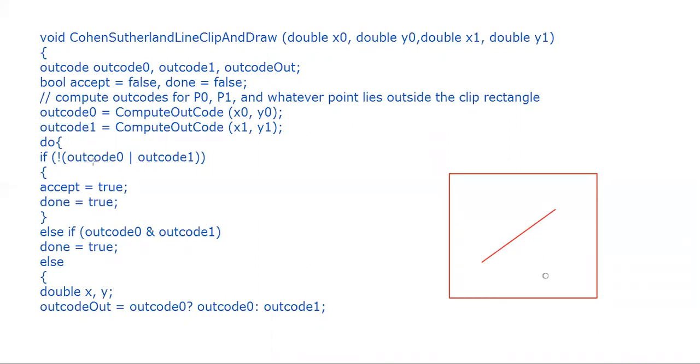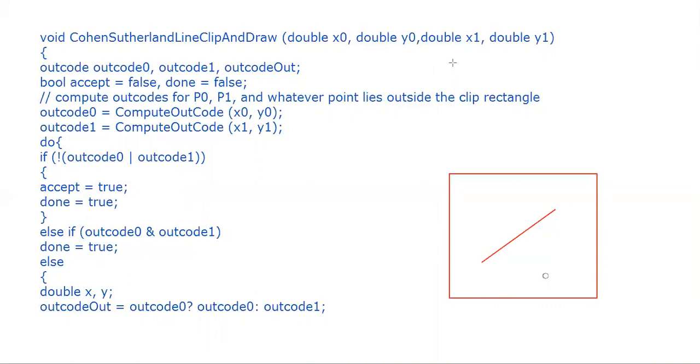In this condition, outcode 0 will be 0 and outcode 1 will be 0, and if I do OR, again it will be 0. Then NOT of 0 is 1. If 1 means true, it will go inside. Accept is true because this line is accepted, because it is inside. Then done is equal to true. This is case 1.